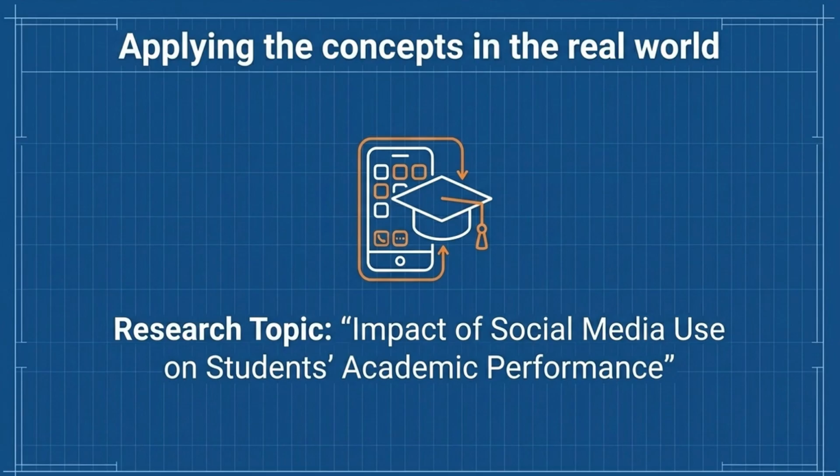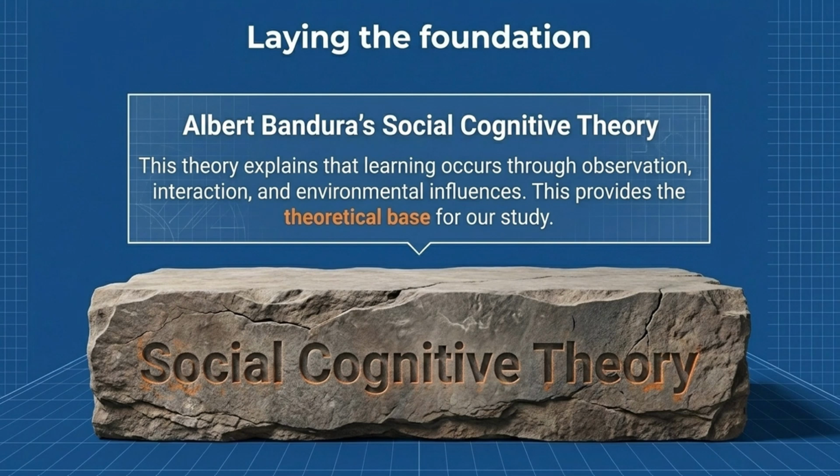Now let us understand this concept through a real research example. Suppose you are conducting a study on the topic impact of social media use on student academic performance. The study may use Albert Bandura's social cognitive theory. According to the theory, learning occurs through observation, interaction, personal factors, and environmental influences. This theory provides the theoretical foundation for understanding how social media may influence students' learning and academic performance. Therefore, social cognitive theory serves as the theoretical framework of the study.